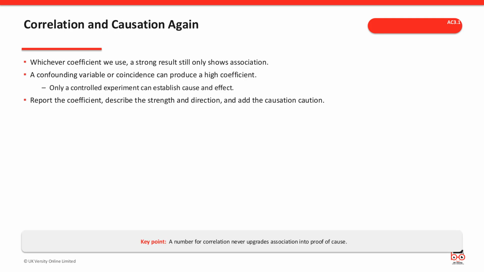It's worth hammering this home one more time. Whichever coefficient you use, a strong result only ever shows association. A confounding variable or plain coincidence can throw up a high number, and only a controlled experiment can establish genuine cause and effect. So the professional habit is to report the coefficient, describe its strength and direction, and always tack on the causation caution. A number never upgrades association into proof.